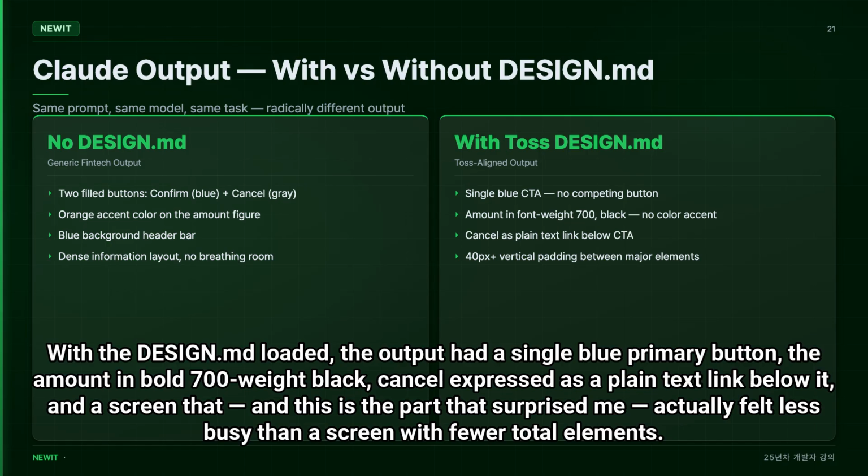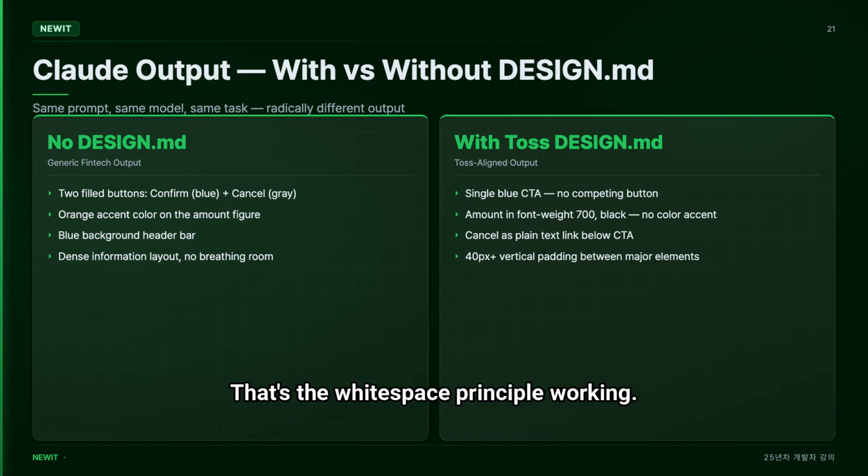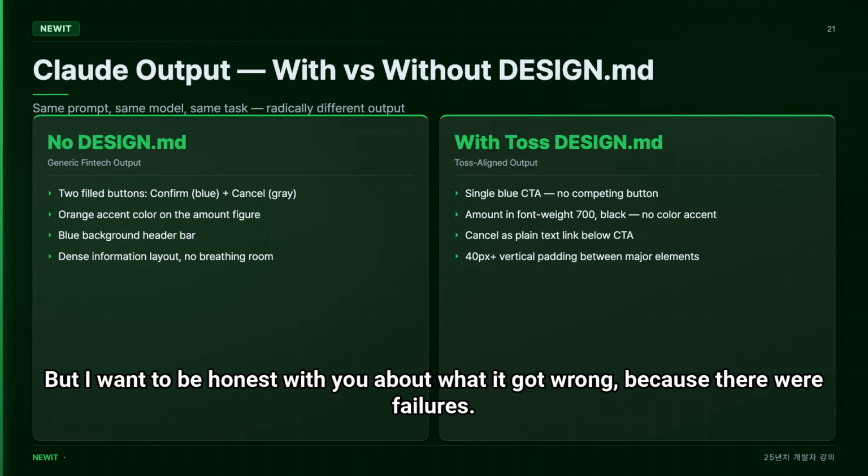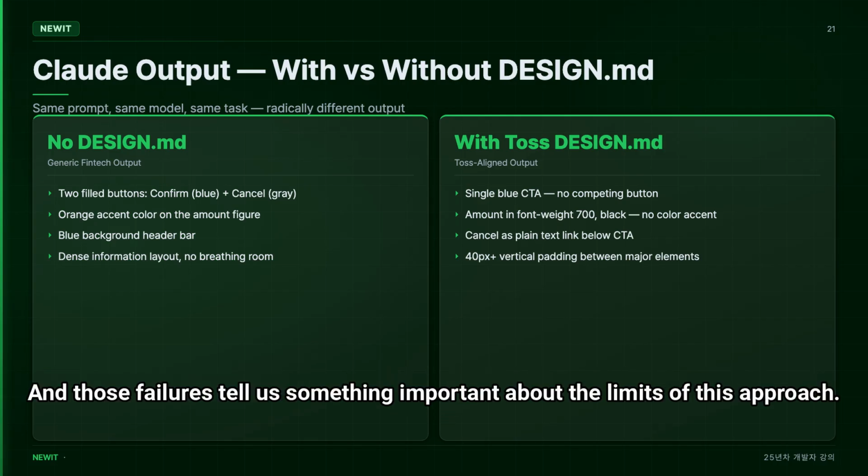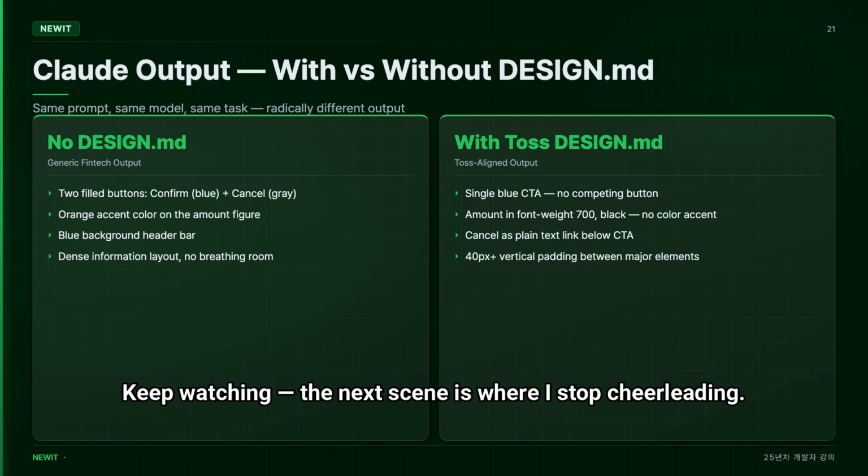With the DESIGN.md loaded, the output had a single blue primary button, the amount in bold 700 weight, expressed as a plain text link below it, and a screen that, and this is the part that surprised me, actually felt less busy than a screen with fewer total elements. That's the whitespace principle working. The AI internalized it. But I want to be honest with you about what it got wrong, because there were failures. They tell us something important about the limits of this approach.